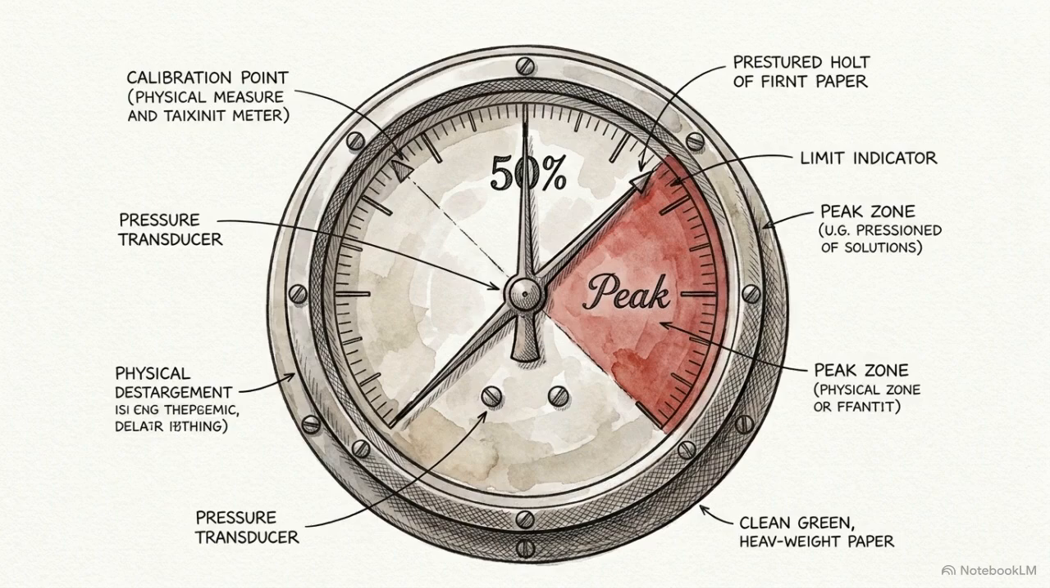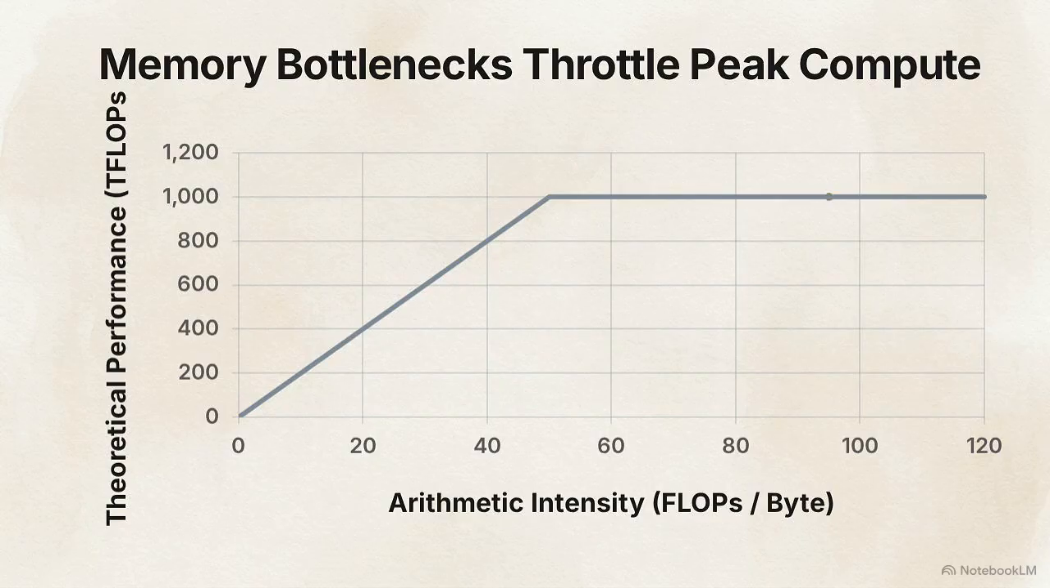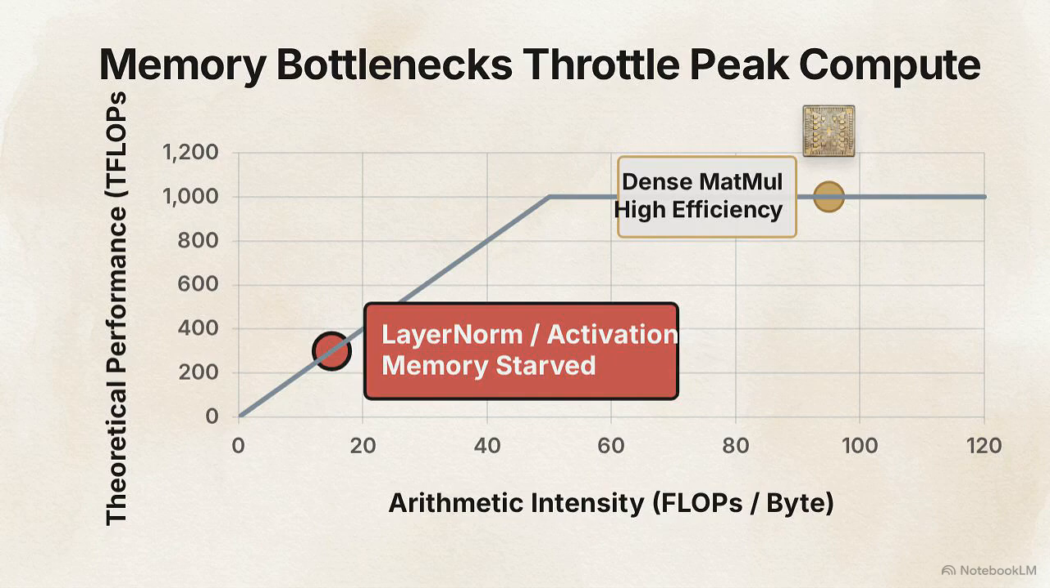Model flops utilization measures the percentage of useful compute executed against the hardware's theoretical peak. This chart is the roofline model. It plots theoretical performance against arithmetic intensity, the amount of compute performed for every byte of data fetched from memory. Massive, dense matrix multiplications are highly efficient. Data is loaded into the cache once, and the tensor cores execute thousands of operations, locking performance at the theoretical ceiling. Conversely, operations like layer norm or activation functions execute very few calculations per byte. They drop onto the bandwidth-limited slope.